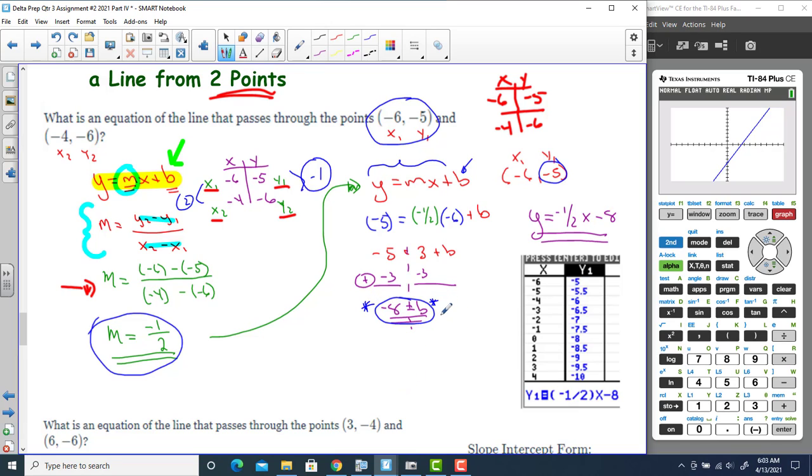Having that information, along with the slope, I can rewrite my equation of my line as y equals -1/2 x minus 8. Substituting in appropriately for the slope, the rate of change is going down 1/2 every unit of time, or down 1 and over 2, and it's starting at -8.